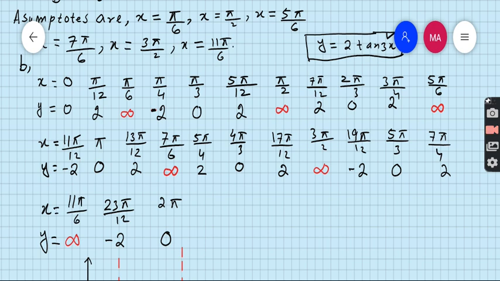I am checking more values. 5 pi by 12 gives 0. No mistake. 7 pi by 12 gives us minus 2. And I forgot to put the minus sign.